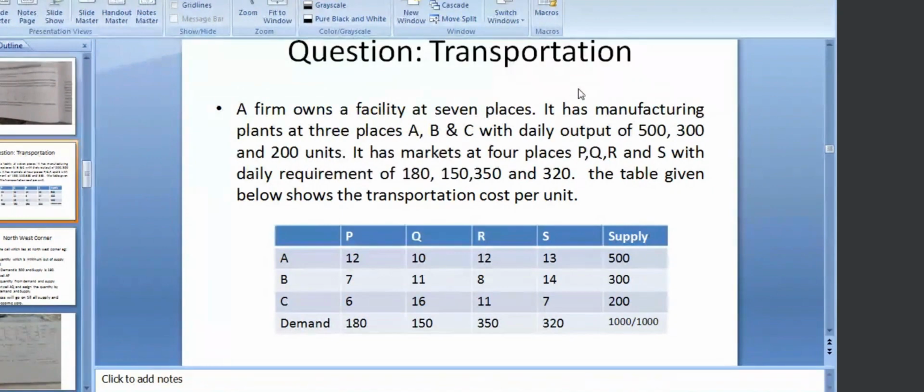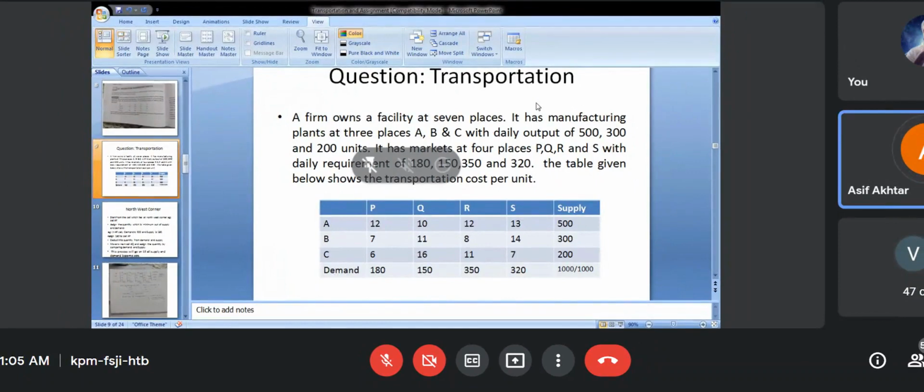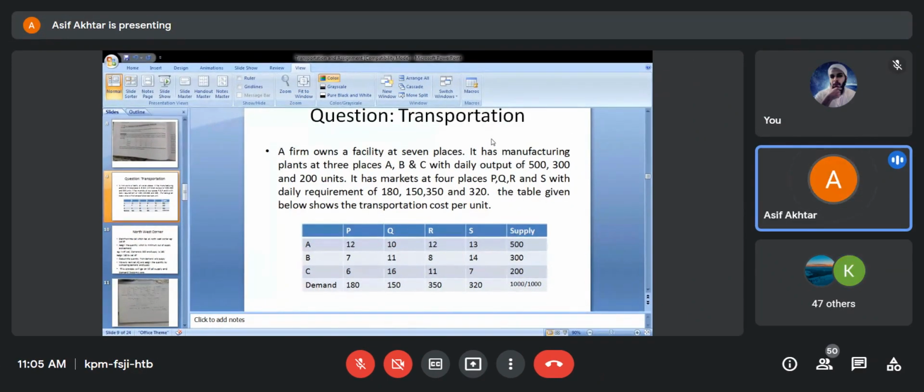We have to check whether these two things are equal. So tell me, how many assigned cells do we have? Six. How many rows do we have? Three. How many columns do we have? Four. Please do not count demand and supply. I'm talking about rows and columns in terms of origin and destination. Demand and supply are not the rows and columns. So 3 rows and 4 columns. m plus n minus 1: 3 plus 4 is 7, minus 1 is 6.